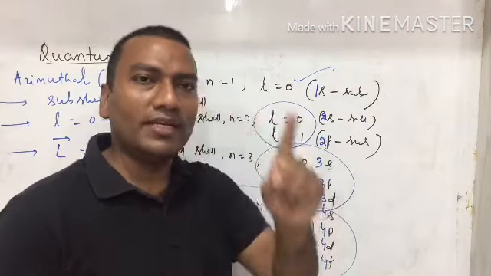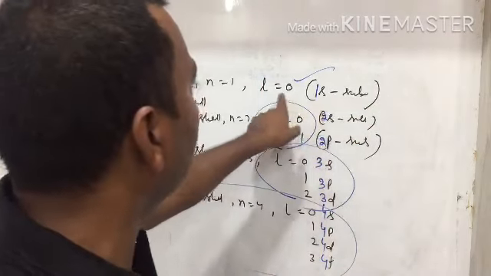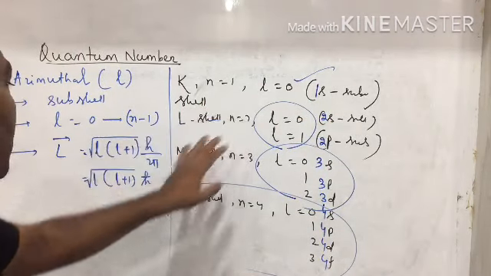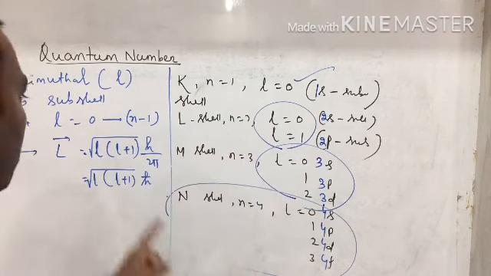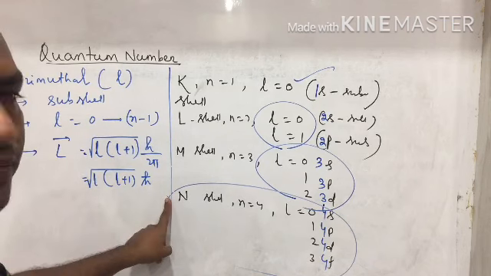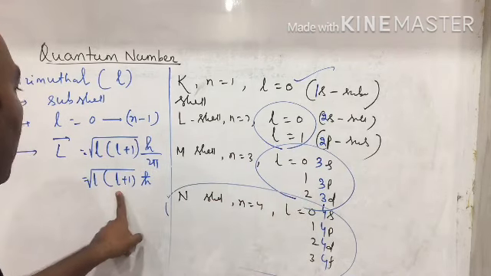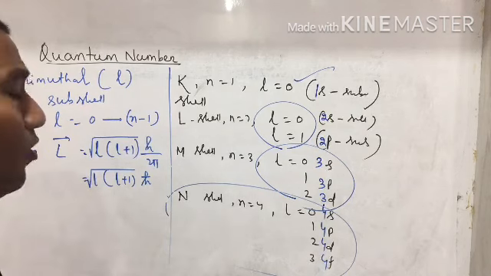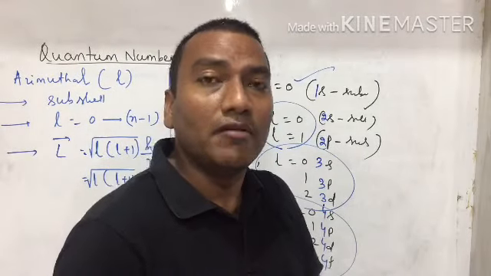So question: what is the angular momentum for the S subcell? S subcell means l value 0, so the angular momentum of the S subcell is always 0. What is the angular momentum of the P subcell? l is 1, so 1 into (1 plus 1) is 2: root 2 h-bar. In the D subcell, the l value is 2, so 2 into (2 plus 1), root 6 h-bar. Like this. So all fundamental questions are coming from what? Deep level. So you have to remember everything.